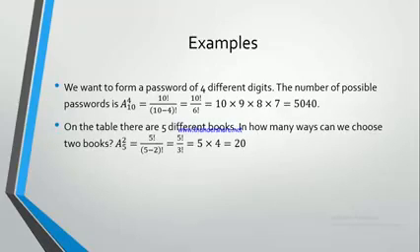We have on a table 5 different books. In how many ways can we choose 2 books? So it is the arrangement of 2 books out of 5 books, and this is equal to 5 factorial over (5 minus 2) factorial, which is equal to 5 factorial over 3 factorial, and the answer is 5 times 4, which is 20.